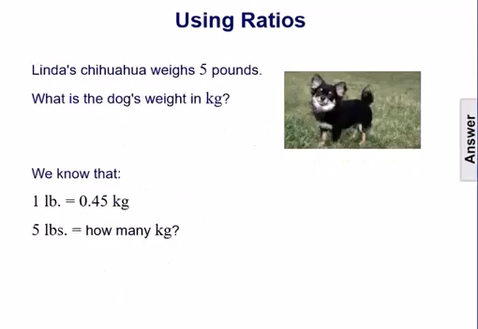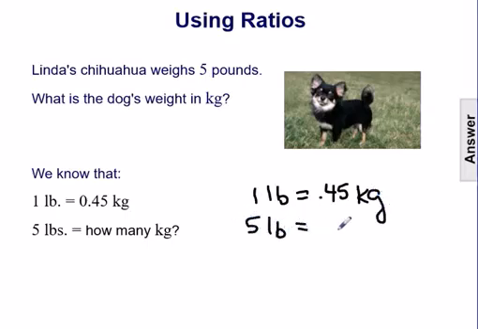We can answer questions like this as well. Linda's Chihuahua weighs 5 pounds. What is the dog's weight in kilograms? So we know that 1 pound equals 0.45 kilograms. More formally, as we go from question to question, we start to see this same pattern where there's this relationship, where if we have 1 pound equals 0.45 kilograms, we can see the relationship, well, 5 pounds is going to equal how many kilograms?